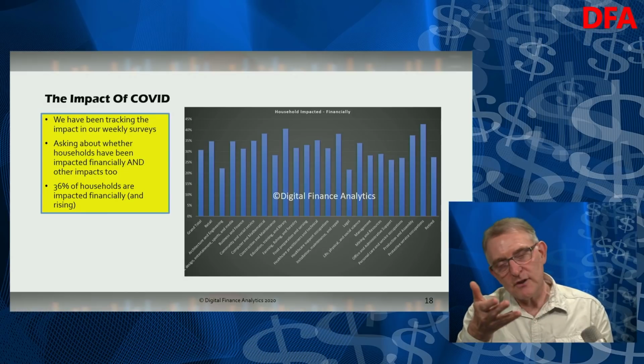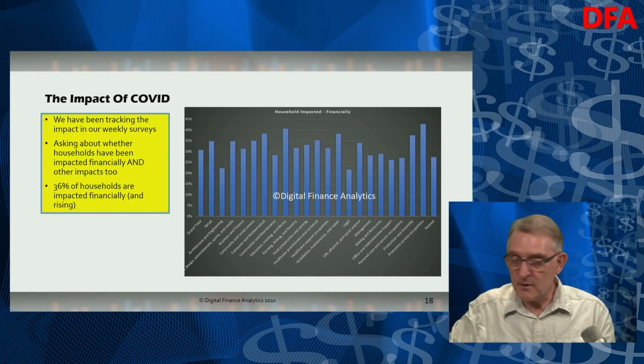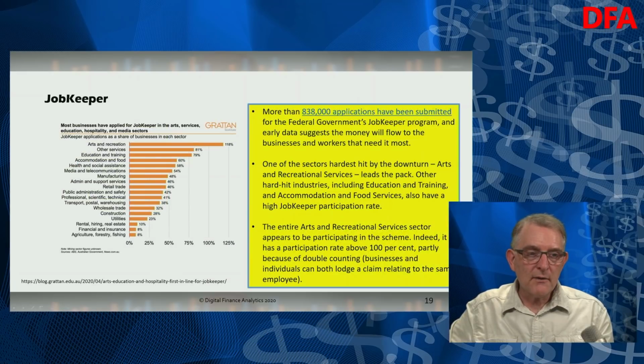And that financial impact can be loss of income, it can be loss of job, or it can be other costs relating to the financial fallout. But that's a pretty worrying number, and it's been going up by about 6% a week over the last 2 or 3 weeks. So I would suspect that next week it'll be above 40%. We'll report it again.